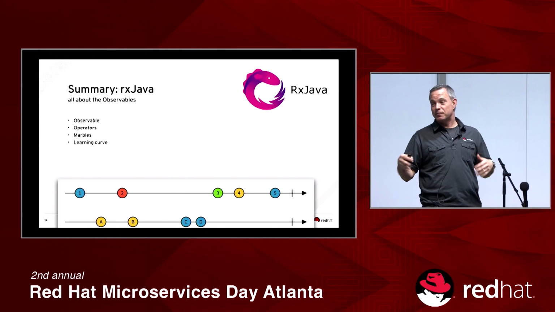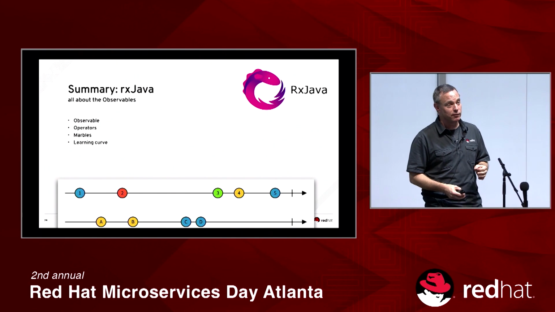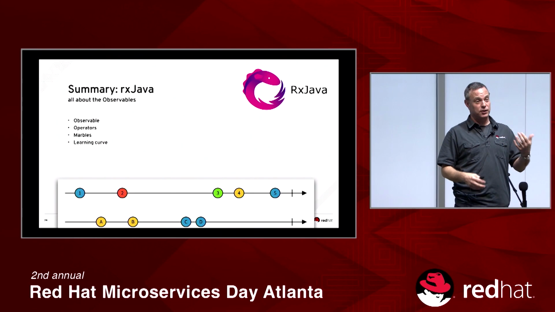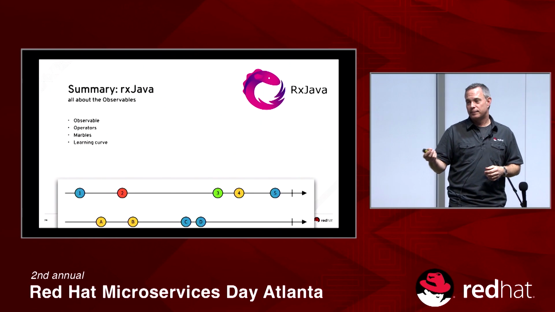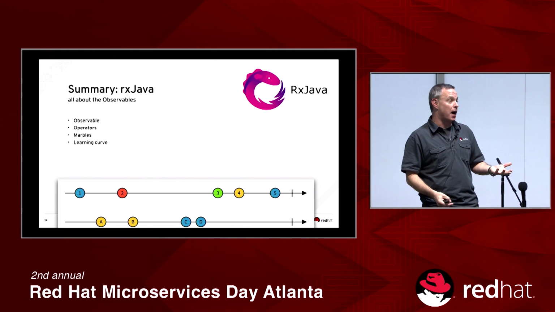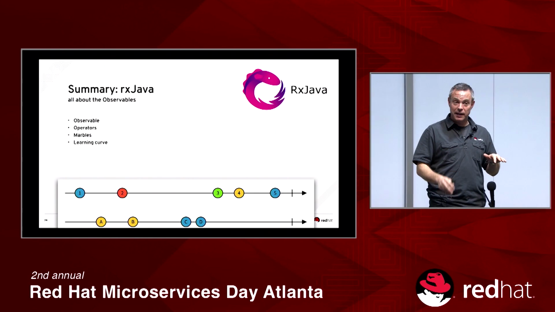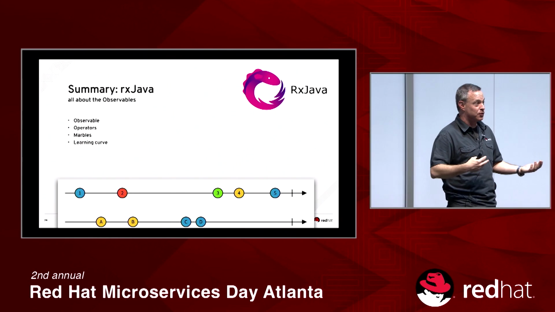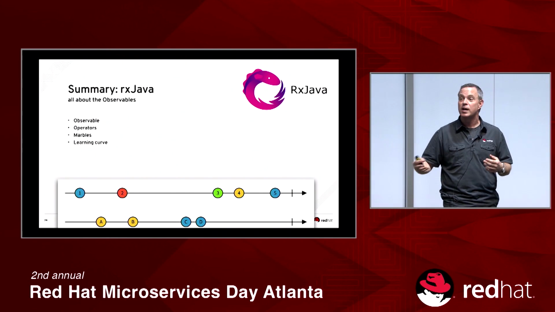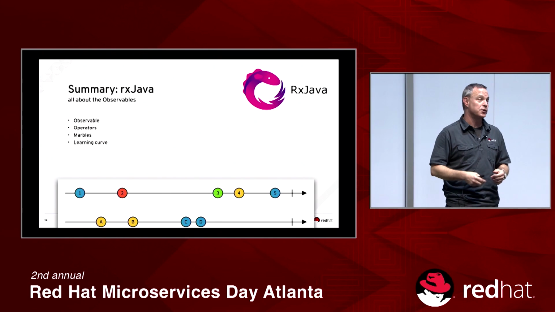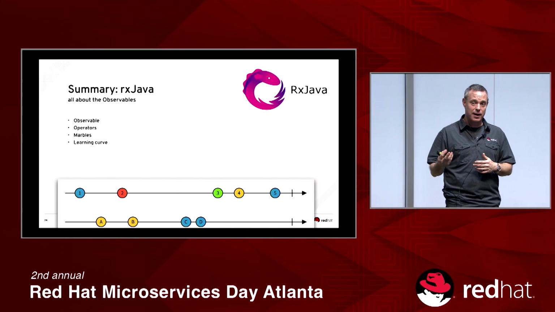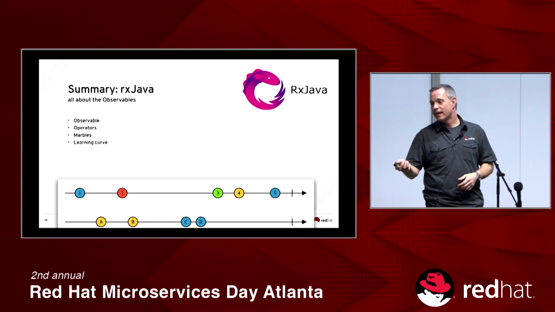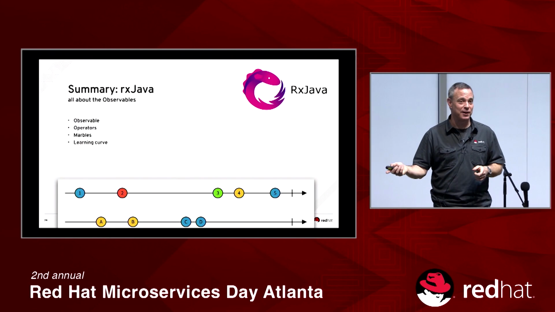All right, so to sum this up, RxJava is all about the observables. There are some other objects. There's something called a single, but it's really about observables and operators. There is a big learning curve to this. In fact, one of the things the Netflix guys said is that even developers with 10 or 15 years of experience find it kind of tough to wrap their head around this. But once you do get your head around it, it's pretty efficient, and it becomes pretty natural. And use the marbles while you're getting your head around it.